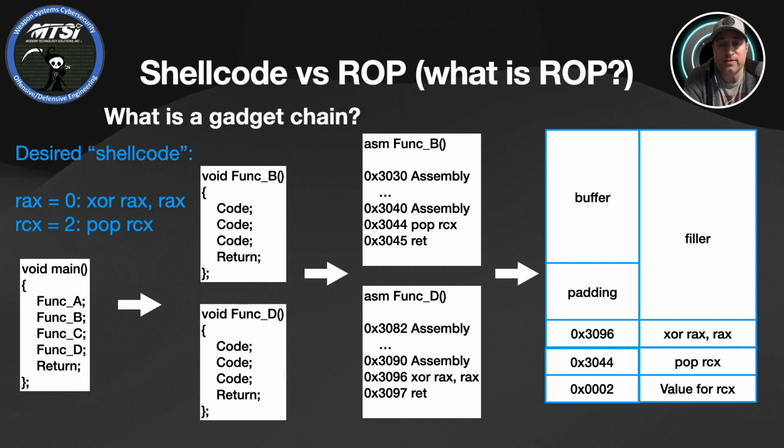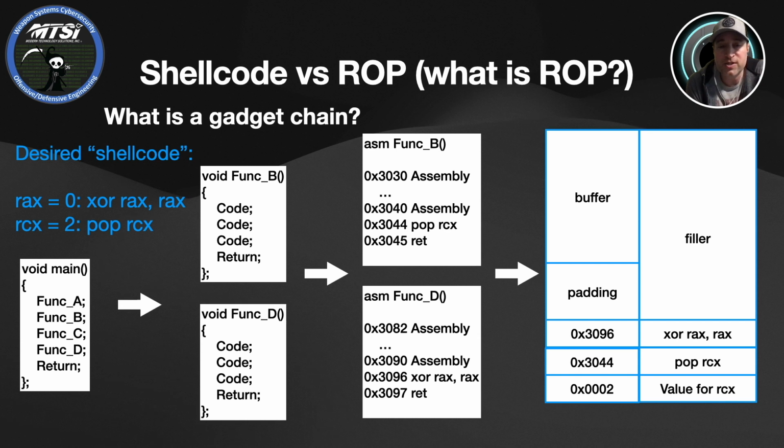But instead what it finds is the address 3096, and it dutifully jumps there. And it goes into address 3096, which goes into the middle of function D. It runs XOR RAX RAX. It doesn't care that it's in the middle of a function. It doesn't care that it wasn't the original function that it was supposed to go to. It just says, I'm going to go there and I'm going to see valid opcodes and I'm going to execute them. So we go to 3096. We XOR RAX with itself. That zeroes it out. And then the ret call is made at the end of function D.